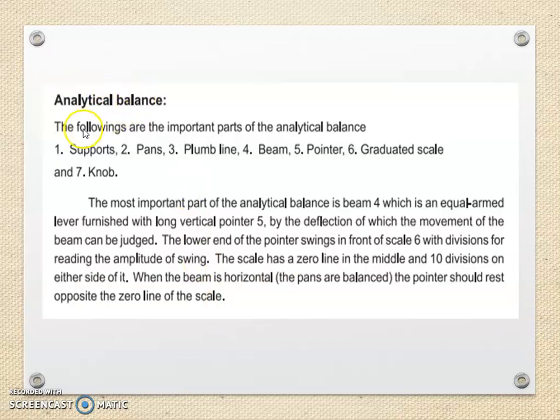Analytical balance. The following are the important parts of the analytical balance. First, support. Second, pan. Third, plumb line. Fourth, beam. Fifth, pointer. Sixth, graduated scale. And seventh, knob.